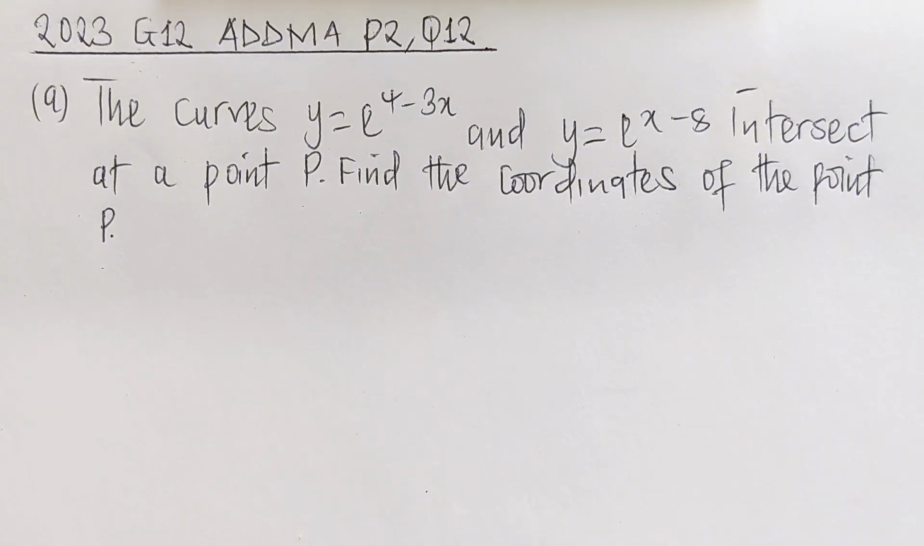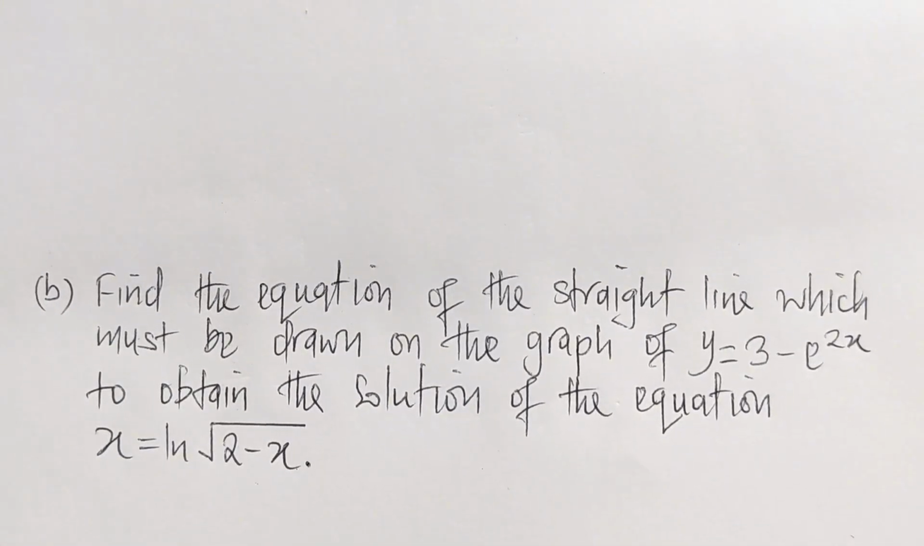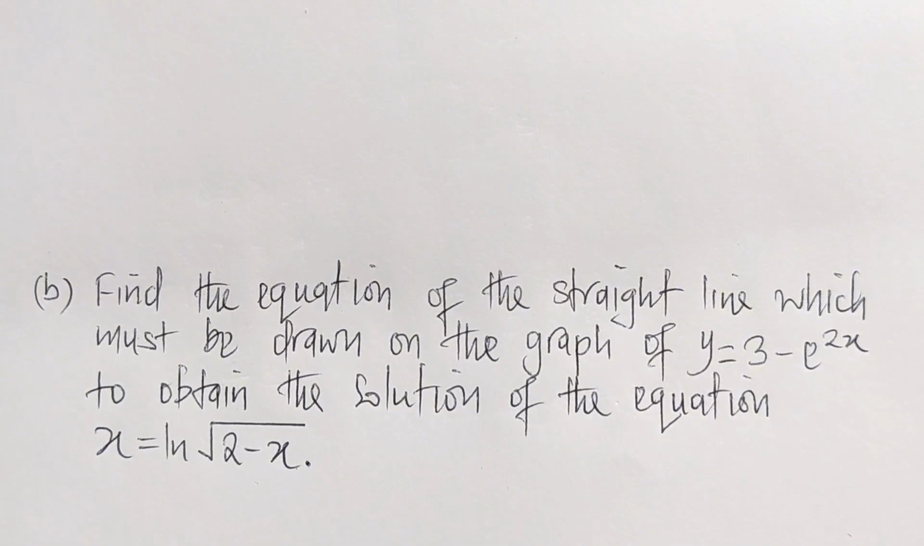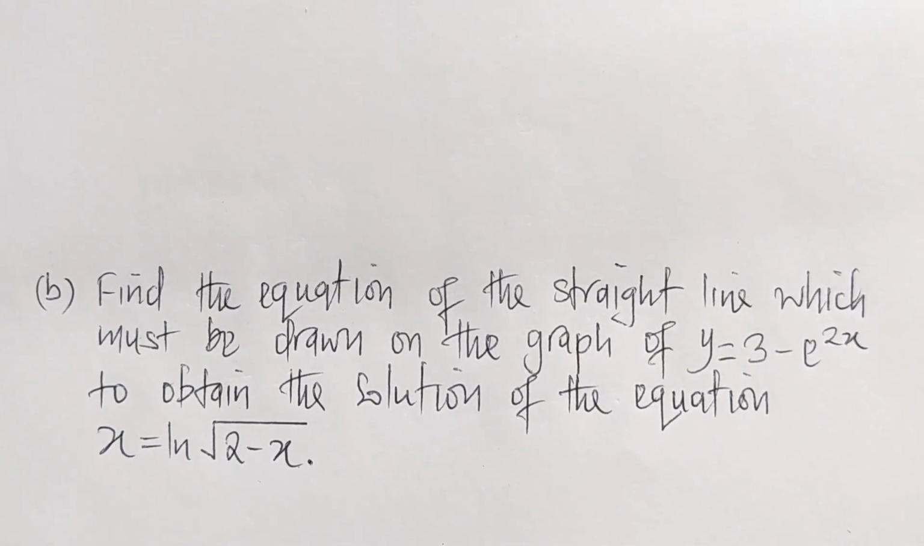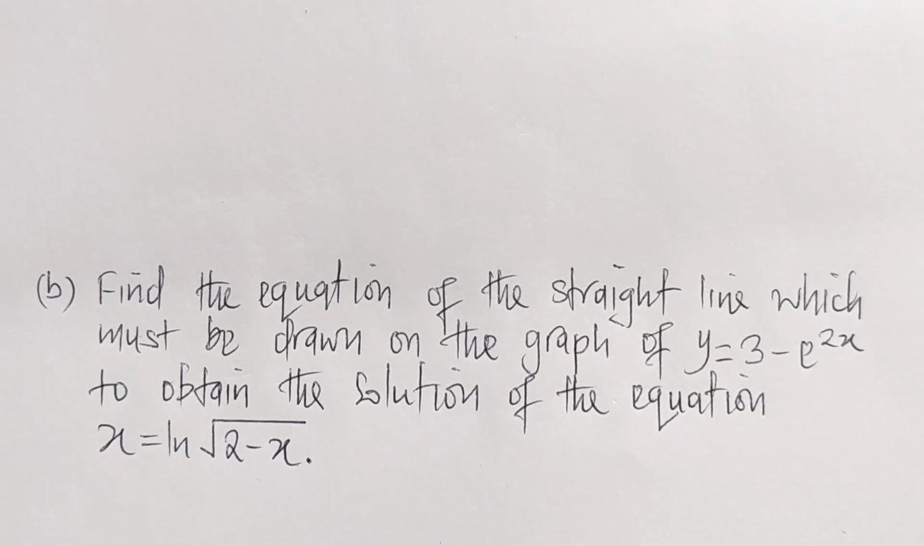So that's the first one. The second one, B: find the equation of the straight line which must be drawn on the graph of y equals 3 minus e to the power 2x to obtain the solution of the equation x equals ln square root of 2 minus x. So these are the two questions we want to answer in this video.